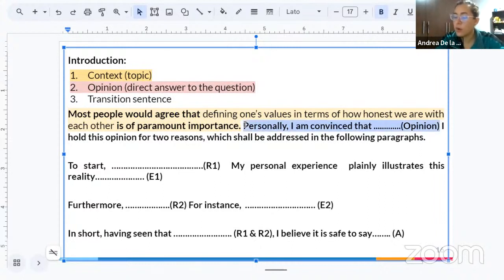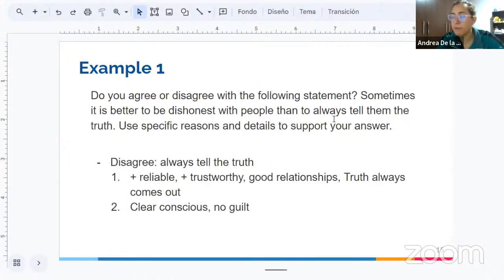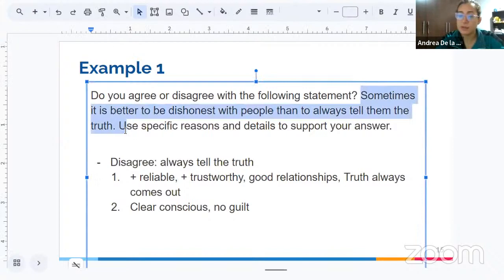Try not to go in circles or paraphrase the sentence too much, because I've seen cases in which students want to paraphrase the statement so much that they end up changing the meaning.